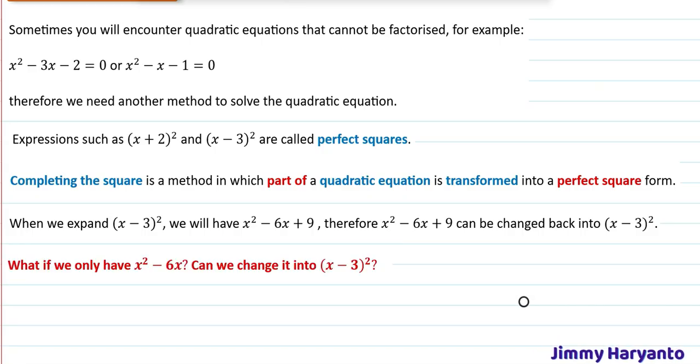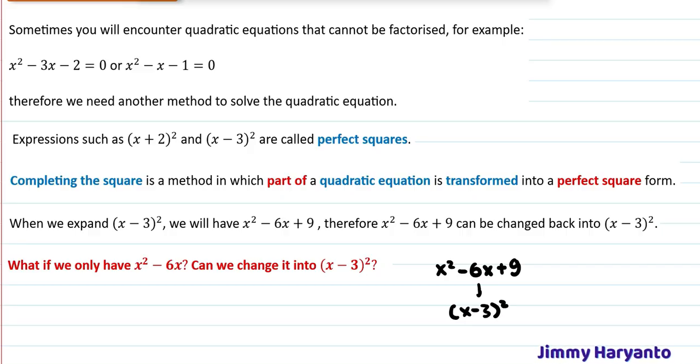And then, what if we only have x squared minus 6x, not x squared minus 6x plus 9? Can we change it into x minus 3 squared? Yes, of course, you still can, but you have to add the 9 into the x squared minus 6x, right? If you only have this, you cannot change it into x minus 3 squared directly. But if you add 9, it will become the perfect square. So you can change this into x minus 3 squared.